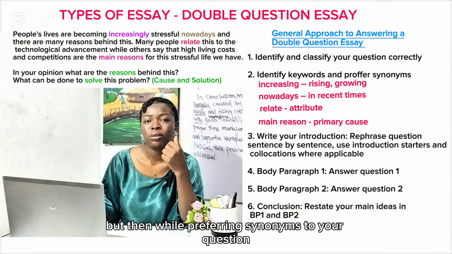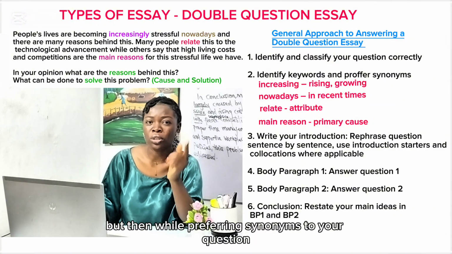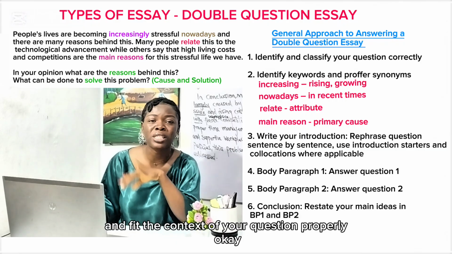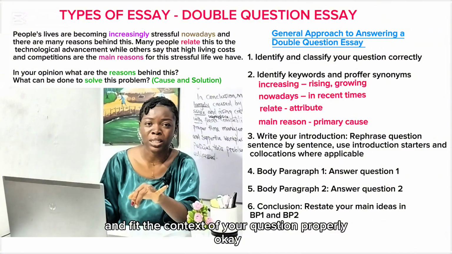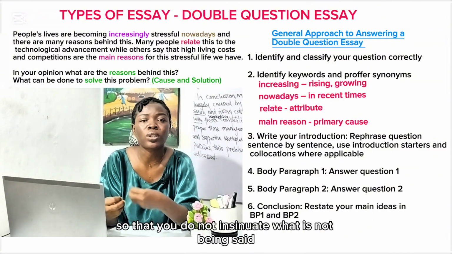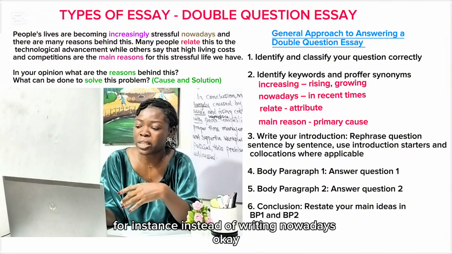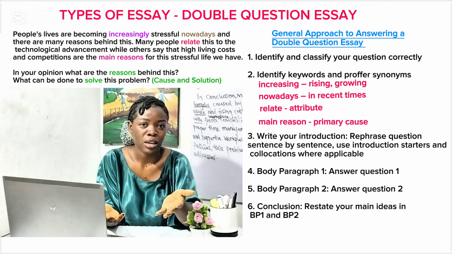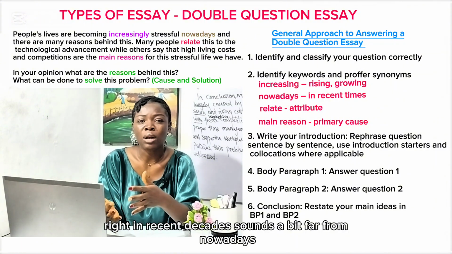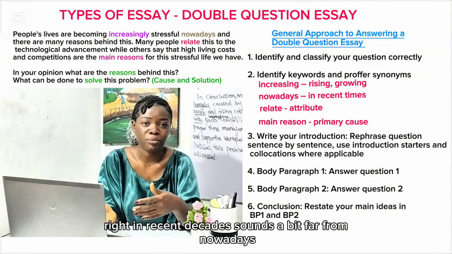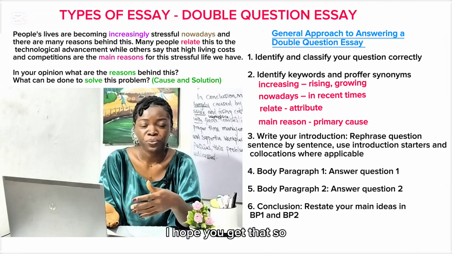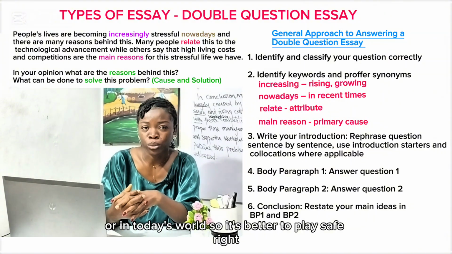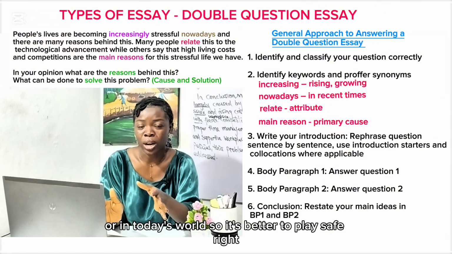But while preferring synonyms to your question, you have to ensure that you use words that are very similar in meaning and fit the context of your question properly, so that you do not insinuate what is not being said. For instance, instead of writing nowadays, if you decide to use in recent decades, right? In recent decades sounds a bit far from nowadays. I hope you get that. So the best thing to use here is either in recent times or in today's world. So it's better to play safe, right?